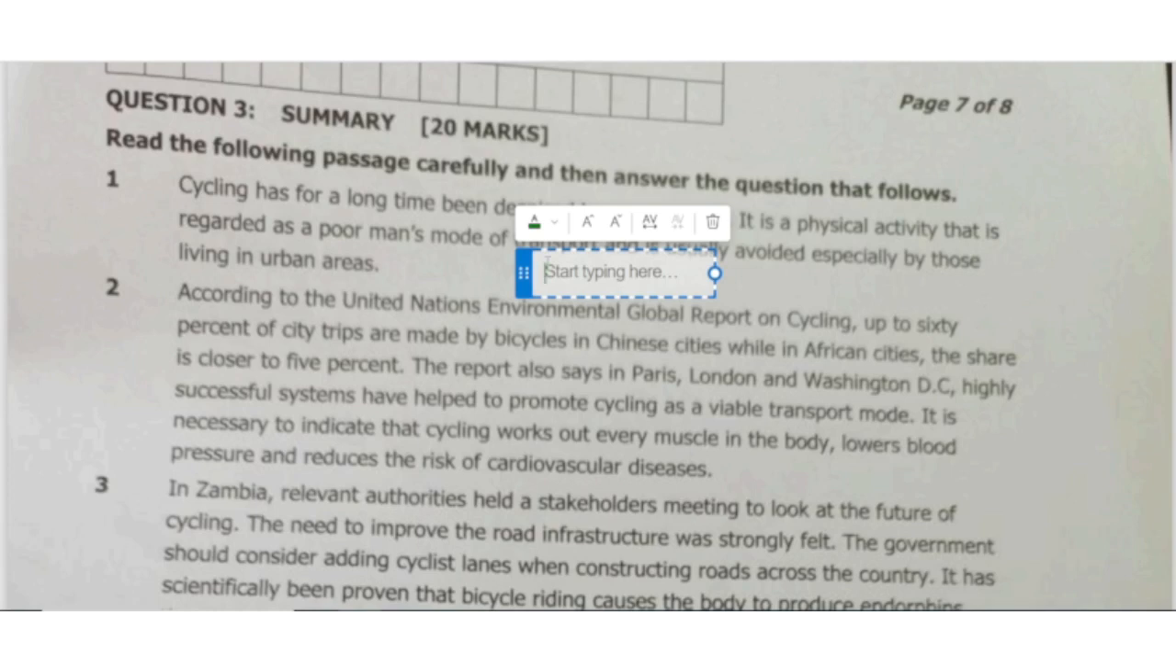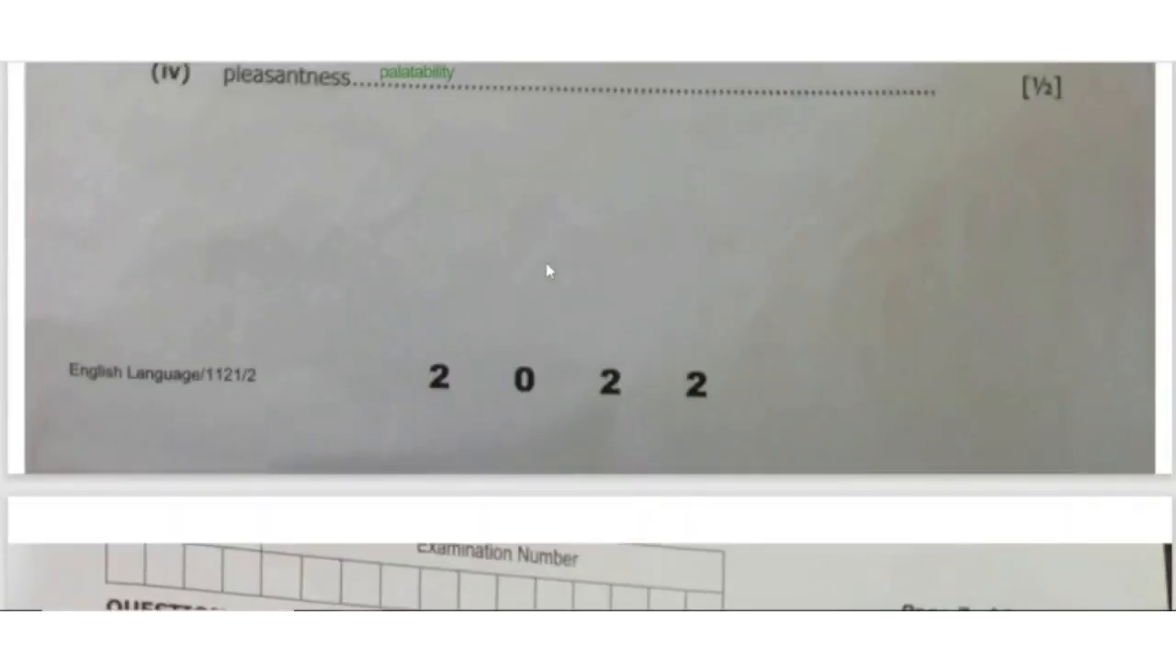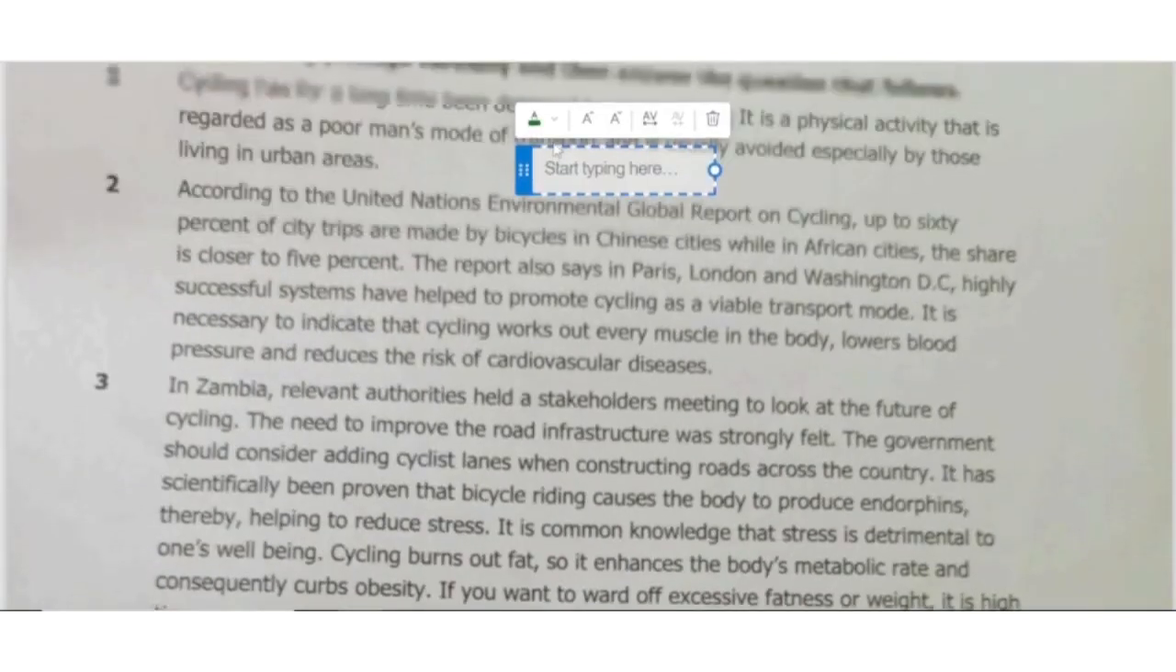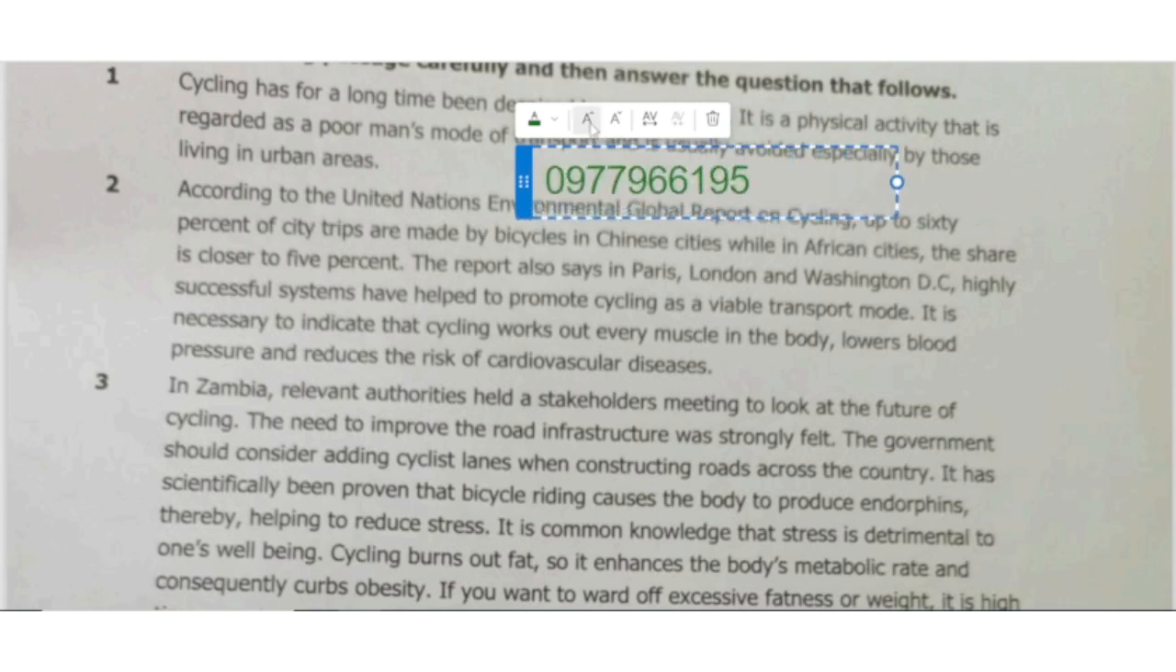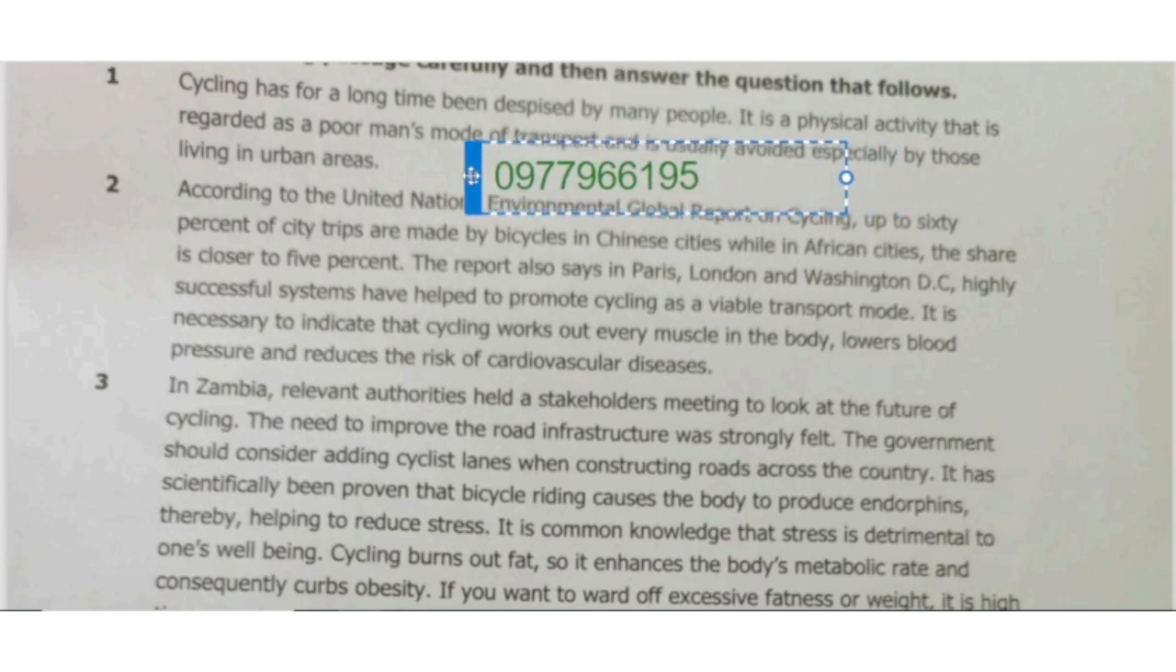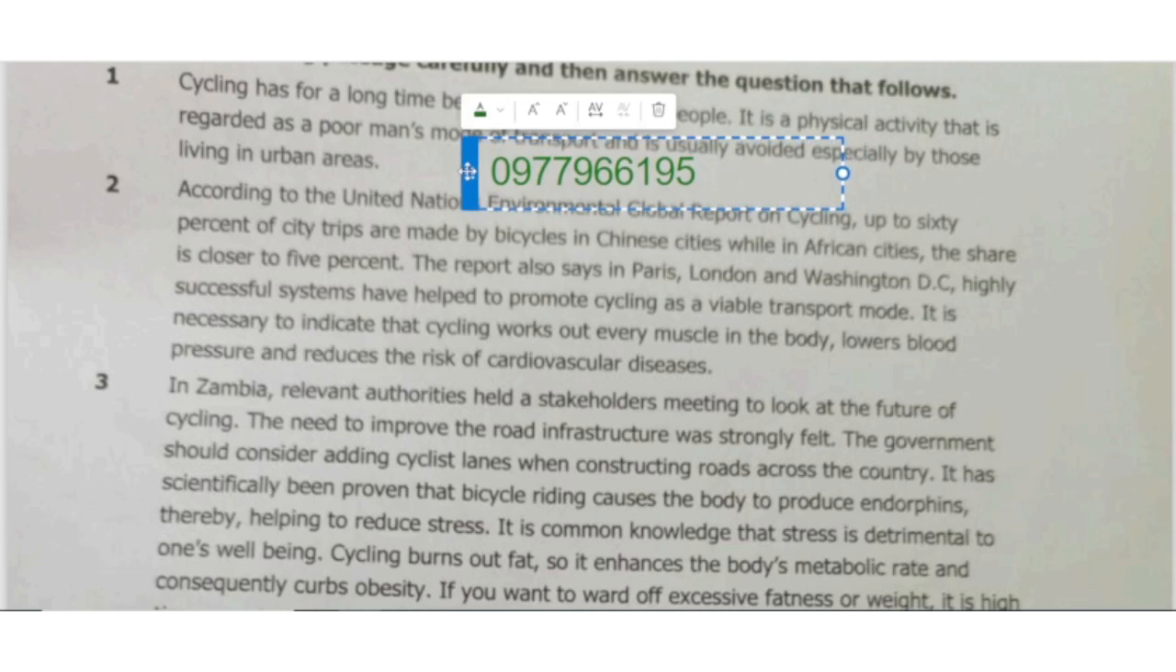So please, I want you to do your summary and then share with me on this number, which is 0977966195. So share your summary with me on this number. Okay, that is my number, 0977966195. Just share with me on WhatsApp.